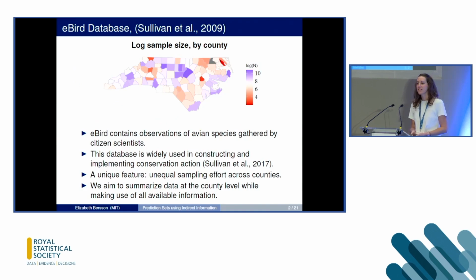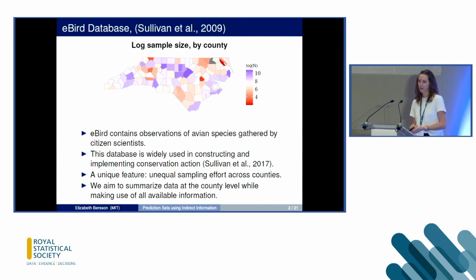So one of the richest sources of species abundance data is the eBird database. It's hosted by Cornell University, and it contains observations of avian species counts throughout the world gathered by citizen scientists. And this database is widely used for understanding avian species abundance and biodiversity in general. And as such, it's used for constructing and implementing conservation action plans.